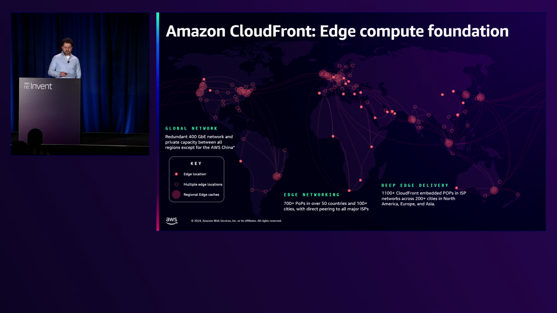Now, the next component that extends CloudFront reach deeper into ISP networks is made of more than 1,100 embedded POPs, which are just small deployments of CloudFront installed deeply into ISP networks, which also bring your content even closer to the viewers that we are trying to reach.